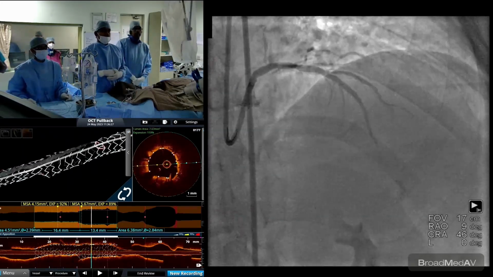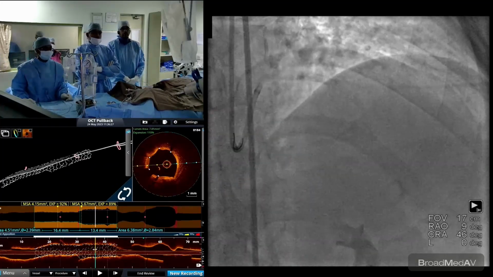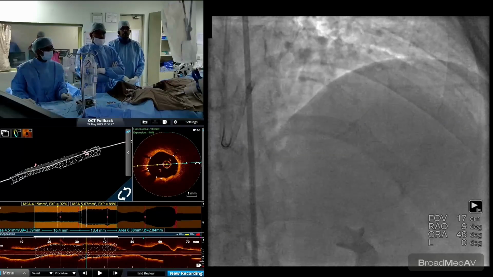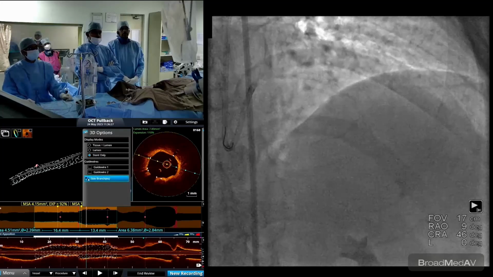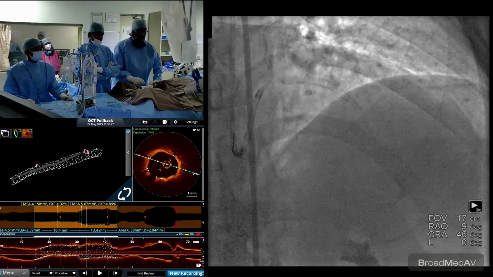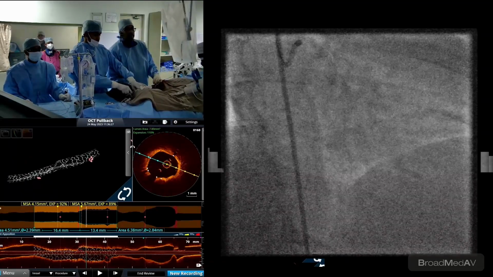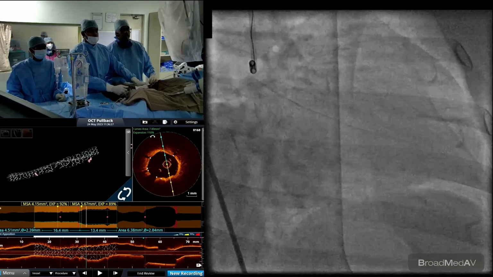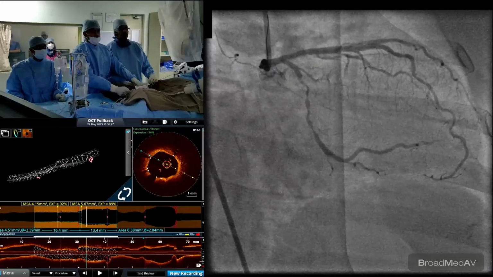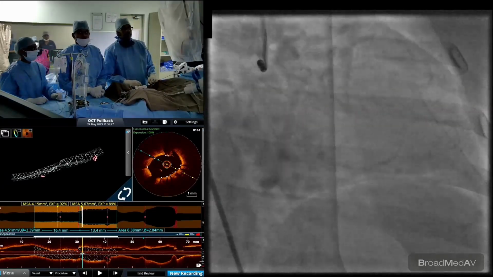Okay, so the LAD and the diagonal look great. There is no problem there. There's a little pinching of the diagonal, but as we saw in the OCT, the lumen is there. We're not going to go ahead. We have already done one kissing, so we're not going to go. Let's go to the RAO caudal and see the circ, what we need to do for that. It's a non-dominant small circ, so we need to check that. Okay, I think we'll balloon that and stent that too, Nanda. What do you think?